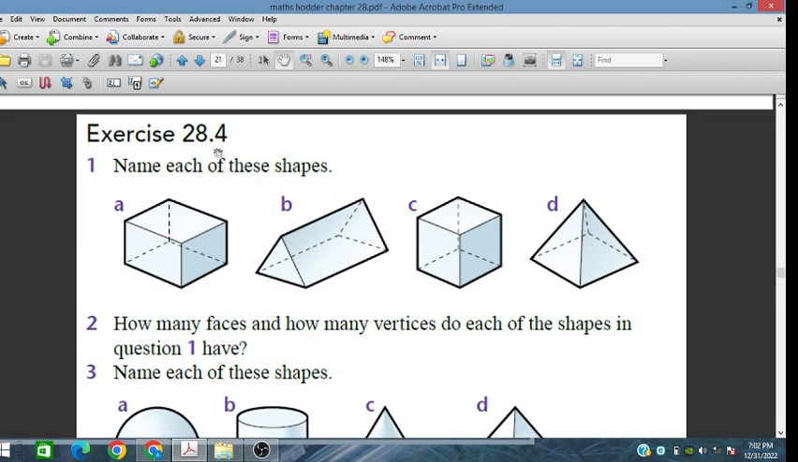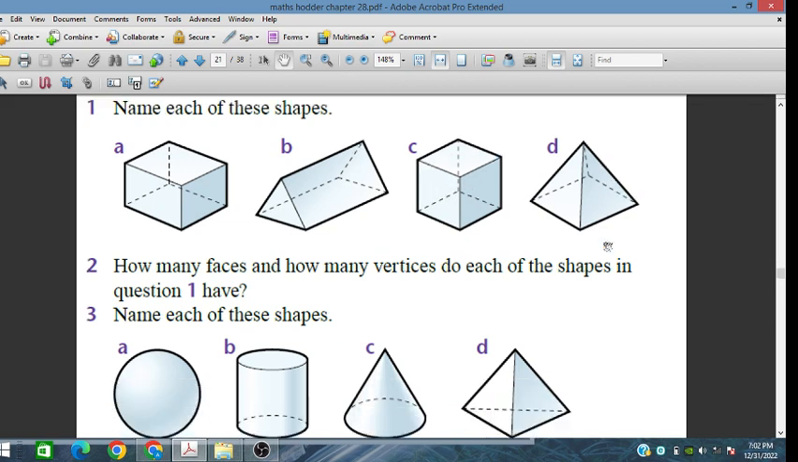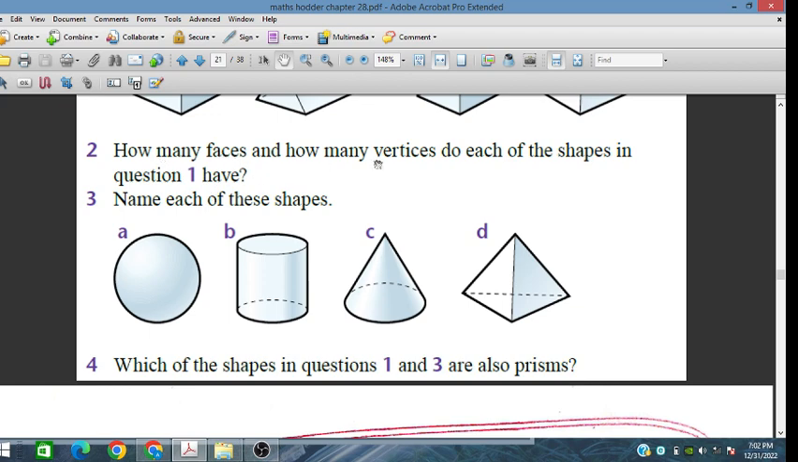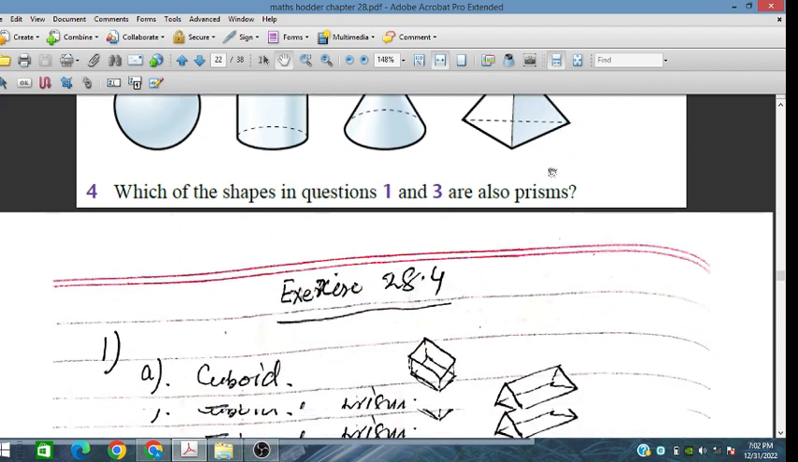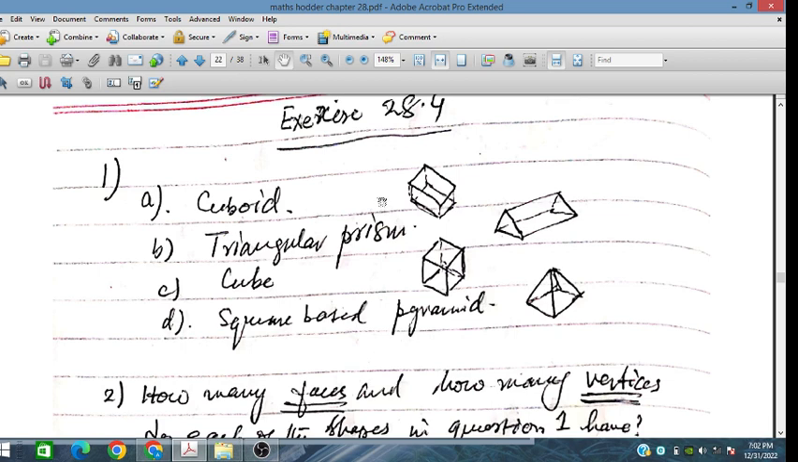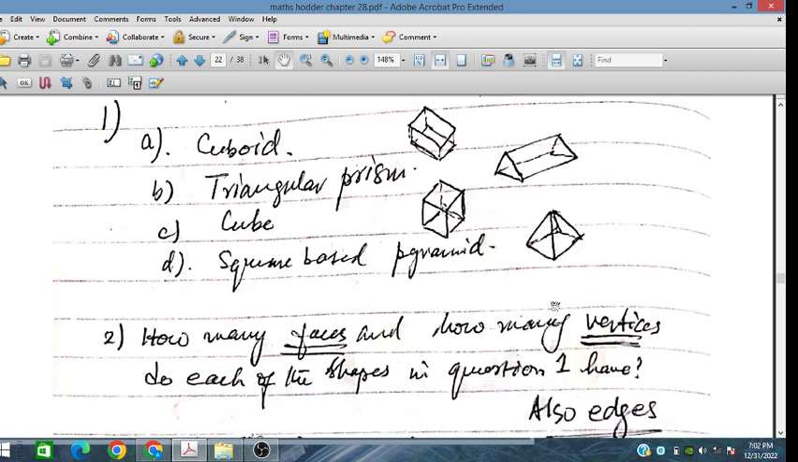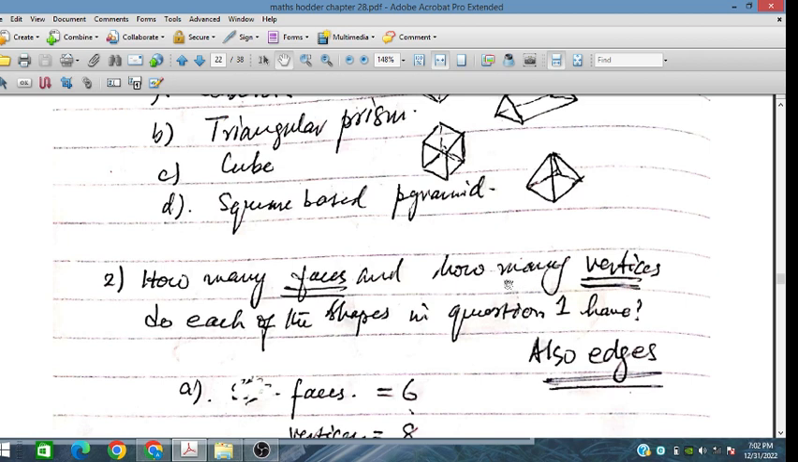Exercise 24.4. Name each of these shapes. This is a cuboid, this is a triangular prism, this is a cube, this is a pyramid. So how many faces and how many vertices does each of these shapes in question number 1 have? So we can see this is a cuboid, this is a triangular prism, this is a cuboid, and a square-based pyramid.